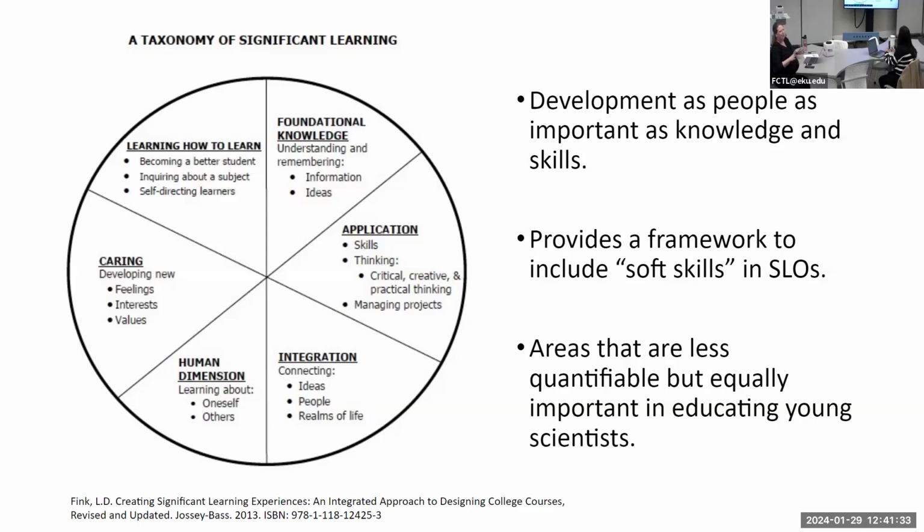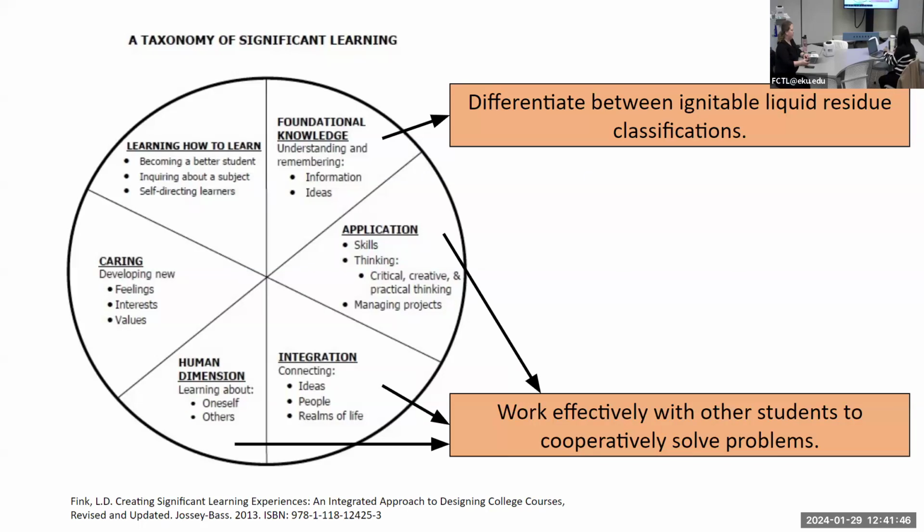and leave the people out, but we really do actually care that that is included. So as we're thinking about our skills, we might also then include these people-based ones. So here's my example, my foundational knowledge is I want them to differentiate between ignitable liquid classifications.